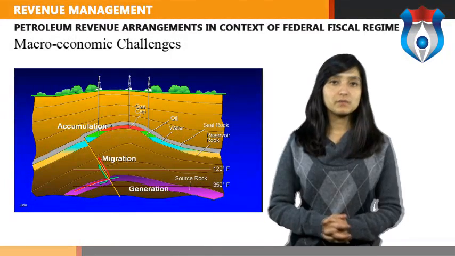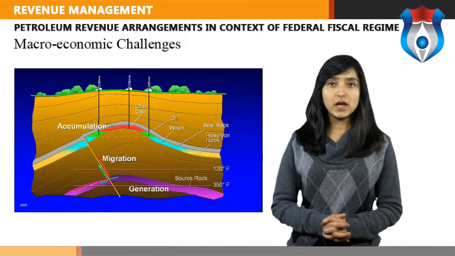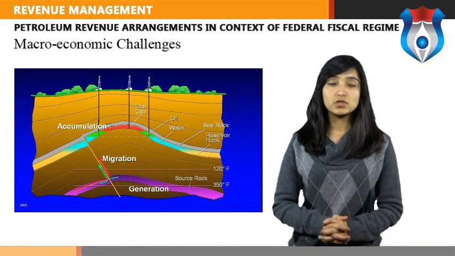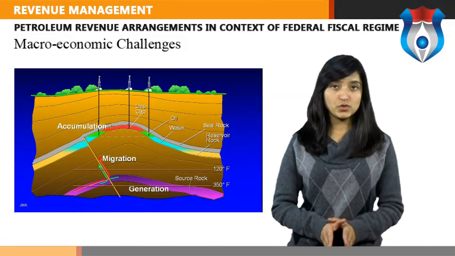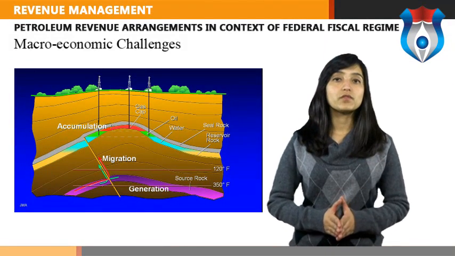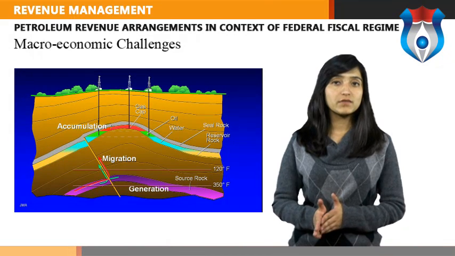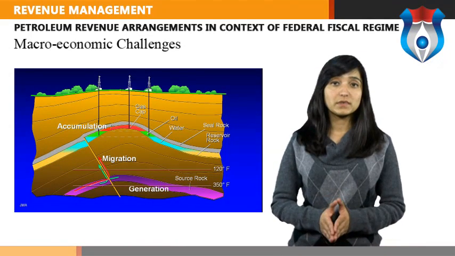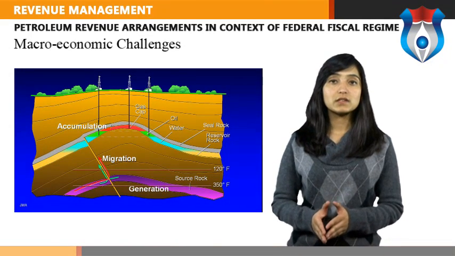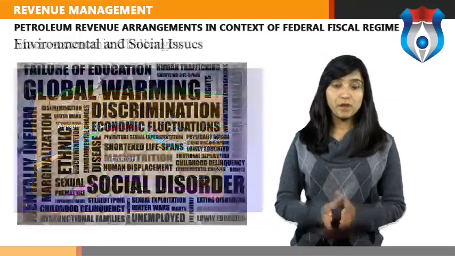Macroeconomic challenges. India must manage the impact of highly volatile petroleum prices on foreign exchange outflows, on domestic pricing of petroleum products, and on government revenues. Since India imports 70% of its crude oil requirements, when oil prices rise, its oil bill soars.